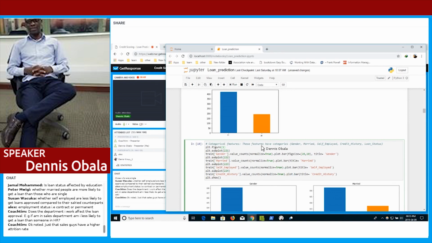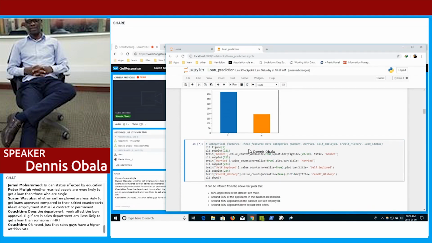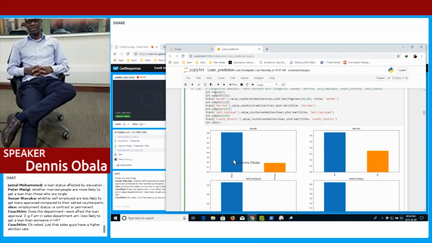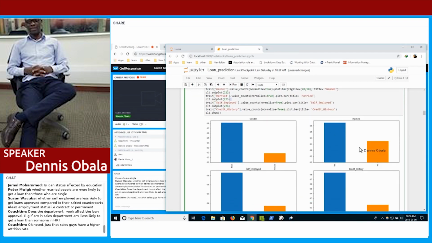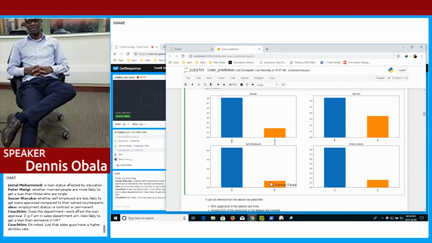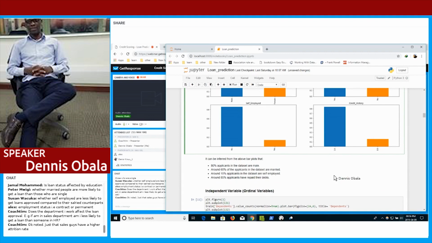So after this, we're just basically going to plot the whole set of variables like gender, married, self-employed, history, and the loan status. And then we look. So you can see gender. As you can see, the distribution, our data set has more males than females. Married, our data set has more married people than not married. Self-employed, our data set has less self-employed people than those that are employed.